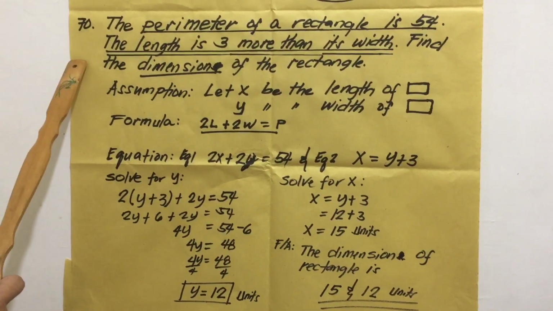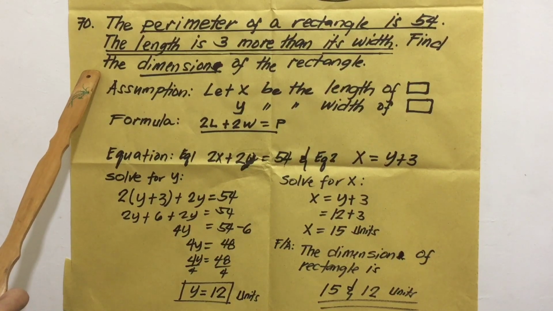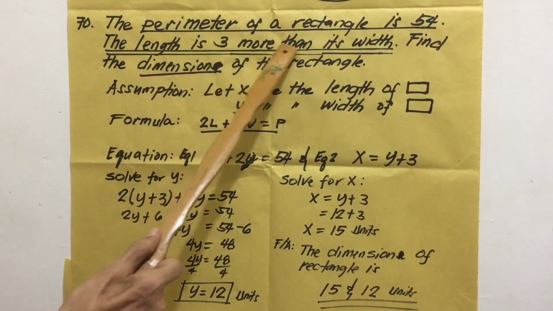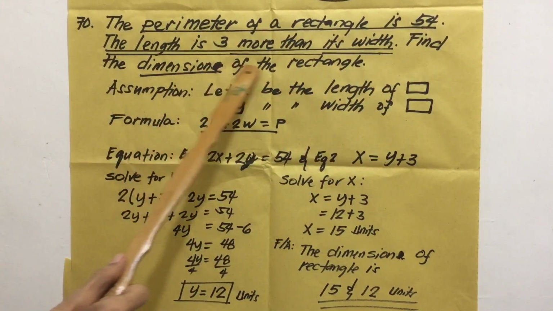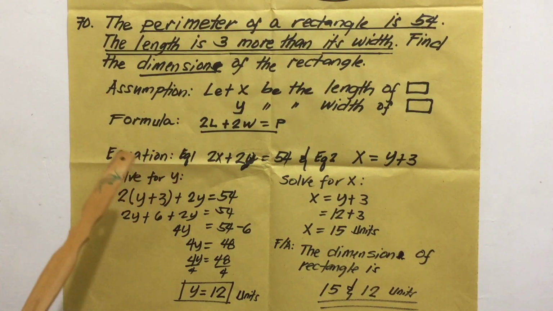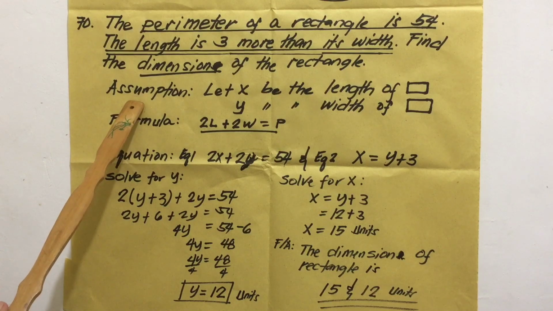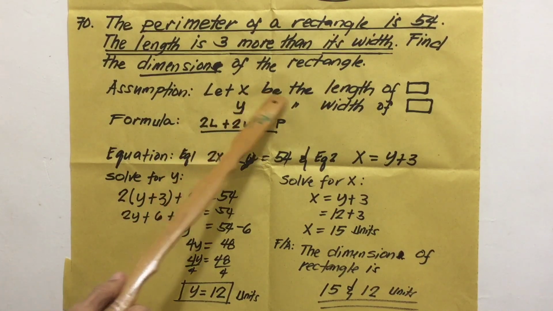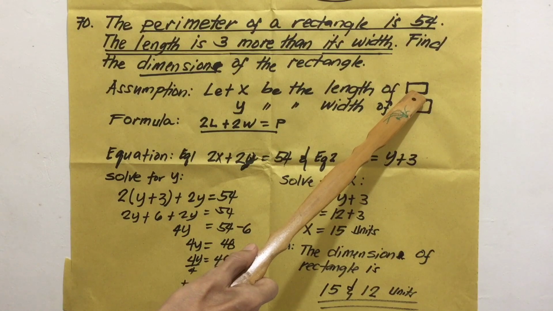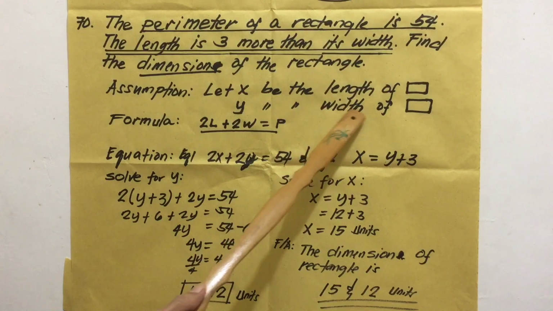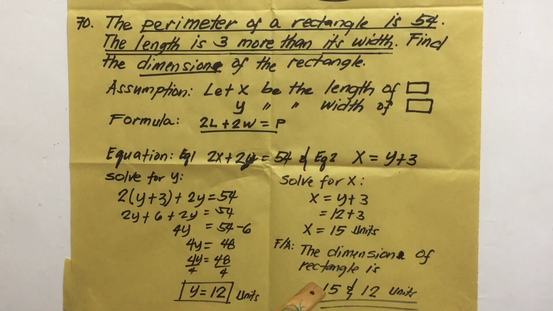Next, number 70. We have to solve now our word problem. The perimeter of a rectangle is 54. The length is 3 more than its width. Find the dimensions of the rectangle. So in this kind of problem, we're going to have an assumption first. We're going to determine what is the value of the variable x. So let x be the length of the rectangle and y be the width of the rectangle. The width is yung lapad, the length is yung haba ng rectangle.